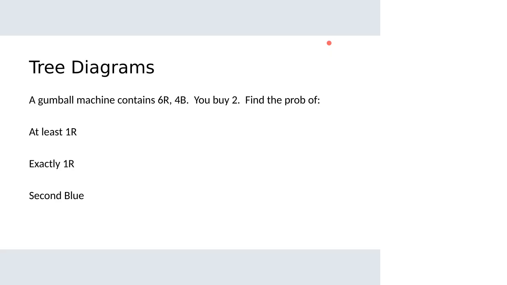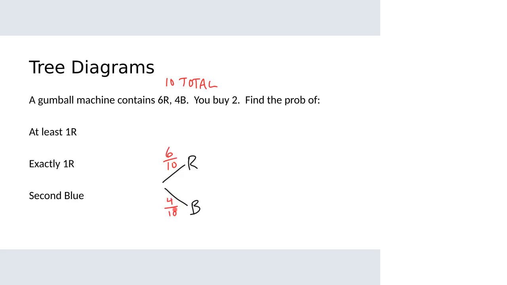We start out buying that first gumball, and it's either going to be red or blue. And we need to put the probabilities on here. Let's see. There are 10 total gumballs, and 6 of them are red, and 4 of them are blue. And so the probability of me buying a red one would be 6 out of 10. The probability of me buying a blue one would be 4 out of 10.